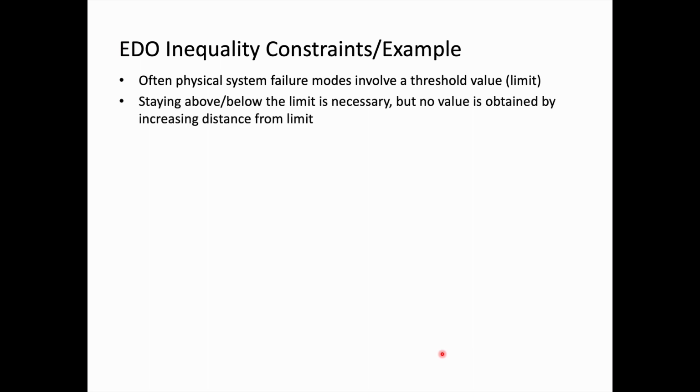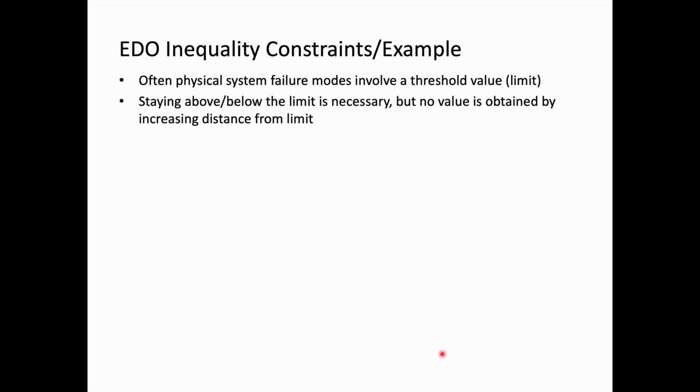Often, failure modes for physical systems involve some kind of threshold value or limit. So like a temperature limit, a voltage limit, a stress or strain, deflection limit. And we want to make sure we satisfy this limit. It's necessary to stay on one side or the other of this limit.